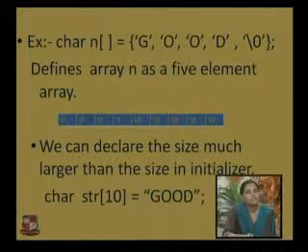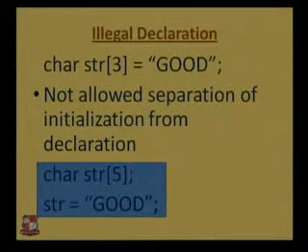If we are representing it as a string in double quotes, then we don't require the null. The compiler will automatically assign the null character value. Now we are going to the next topic, illegal declaration.